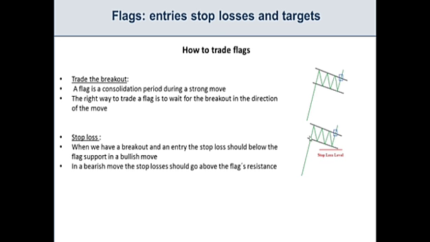We have the strong move to the upside. Then we consolidate inside a flag, and we decided that we are going to wait for the breakout of the flag to trade the long entry and the continuation of the trend. So when we have the breakout, our stop loss level should be below this low or below the flag's support, because if price goes against us and breaks this low, our trade idea is no longer valid and we should be out.